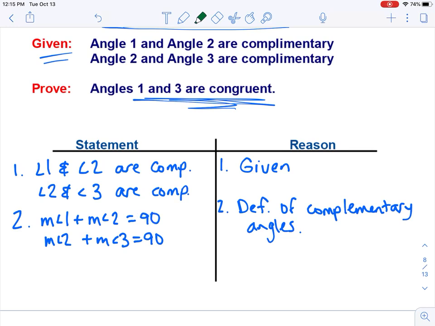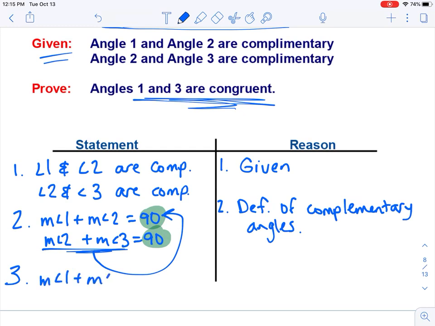So I know because they are complementary, they must add and equal 90. Now because both of these things equal 90, we can plug all of this in for 90. 90 equals the measure of 2 plus the measure of 3. 90 also equals the measure of 1 plus the measure of 2. So we can set them equal to each other, by substitution, which you may shorten to subs if you like. Make sure it's subs, not just SUB, because SUB could be subtraction.